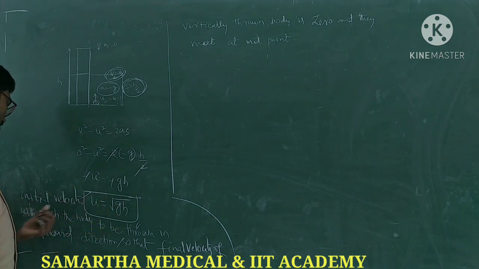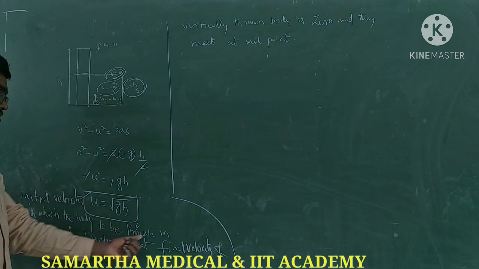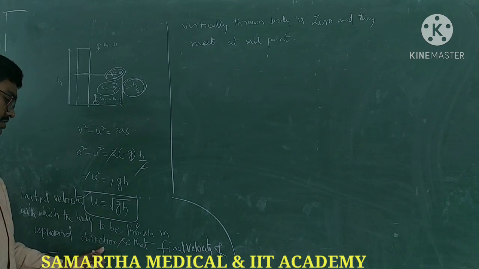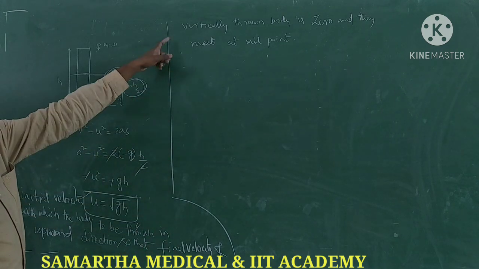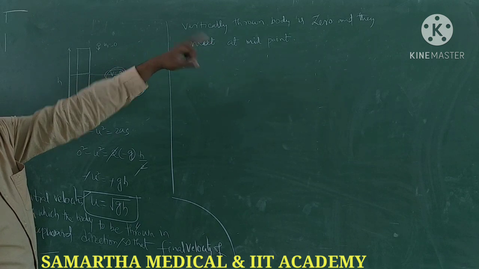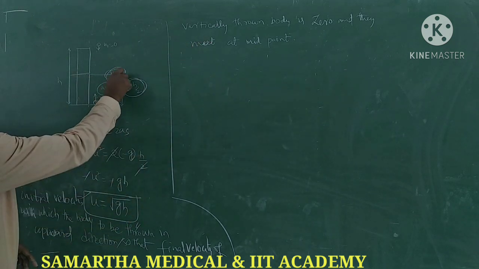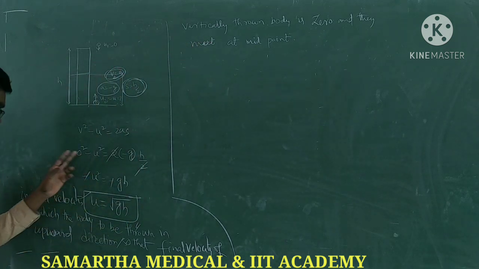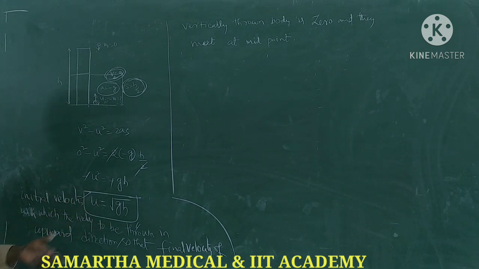So that is the initial velocity with which a body is to be thrown in the upward direction, so that the final velocity of the vertically thrown body is 0 and they meet at the midpoint. So for this condition, this is the initial velocity. Okay, now next.